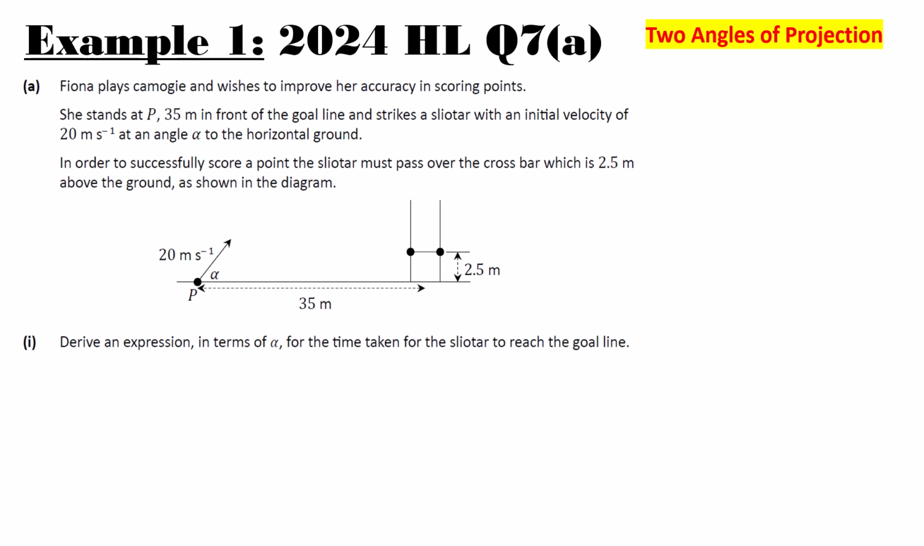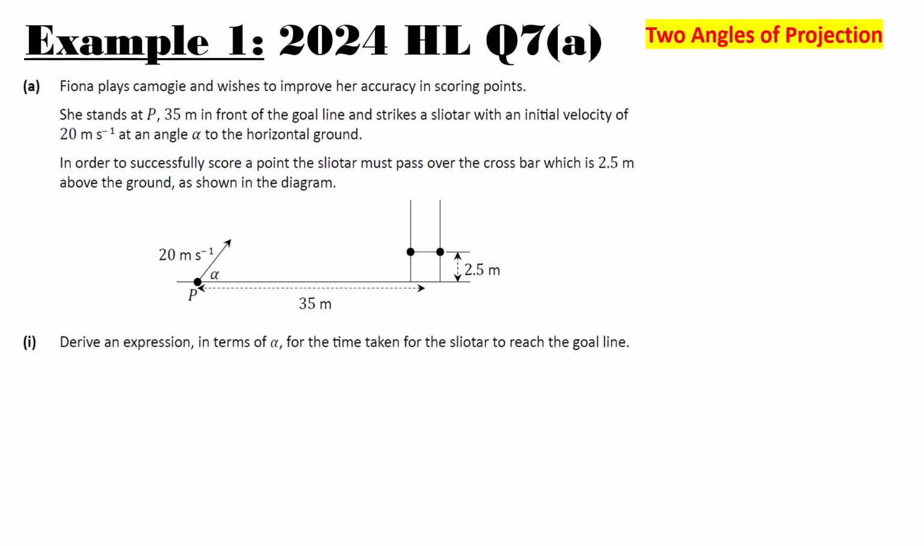This is question 7 part A from the 2024 higher level paper. The type of question we have here is a two angle of projection. So Fiona plays camogie and wishes to improve her accuracy in scoring points. She stands at P, which is 35 meters in front of the goal line, and strikes the sliotar with initial velocity 20 meters per second at an angle of alpha to the horizontal. In order to successfully score a point, the sliotar must pass over the crossbar, which is 2.5 meters above the ground, as shown in the diagram.